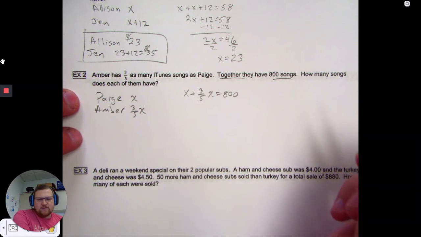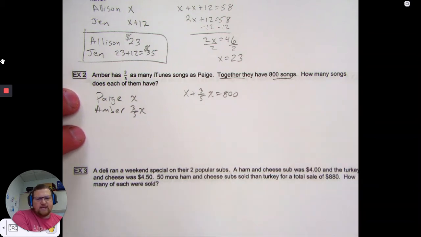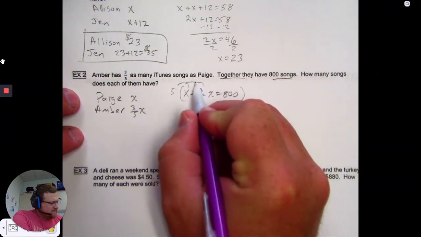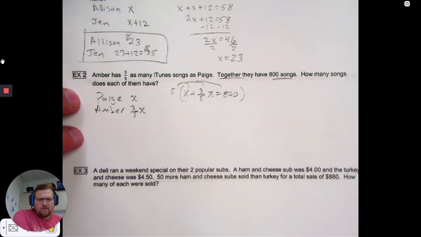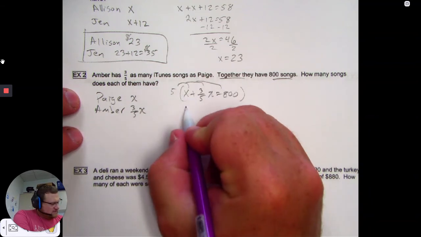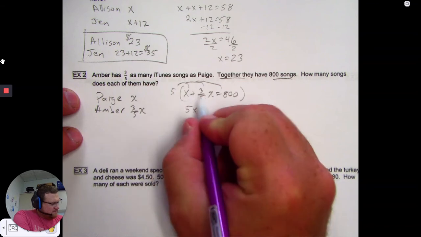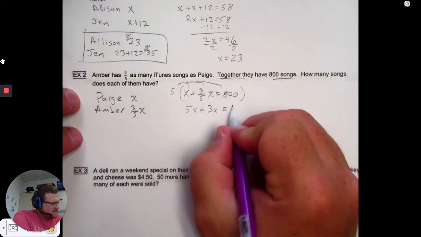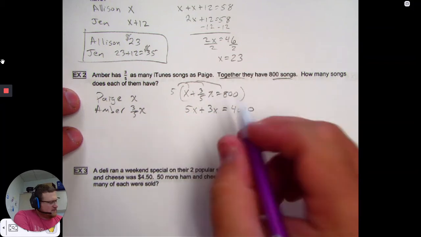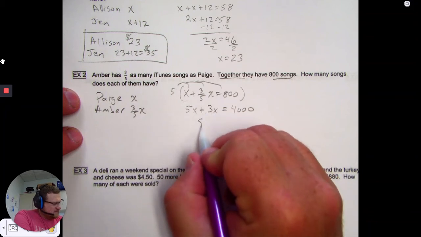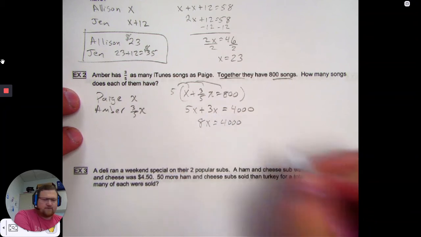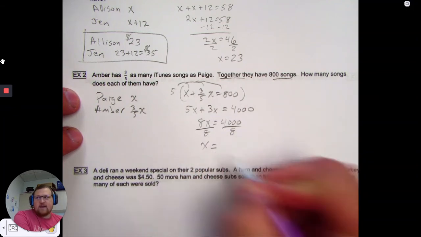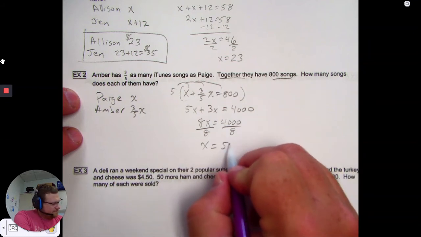Now, I know a lot of you are not really big fans of fractions, so we can get rid of that fraction right away by simply multiplying everything in our equation by 5. We just have to remember, if we do it to one part, we have to do the whole thing. So that gives us 5x plus, here the 5 on top cancels the 5 on the bottom, so we're left with 3x, and then 5 times 800 is 4,000. So 5x plus 3x gives us 8x equals 4,000. We can then divide both sides by 8, and we get that x equals 500.